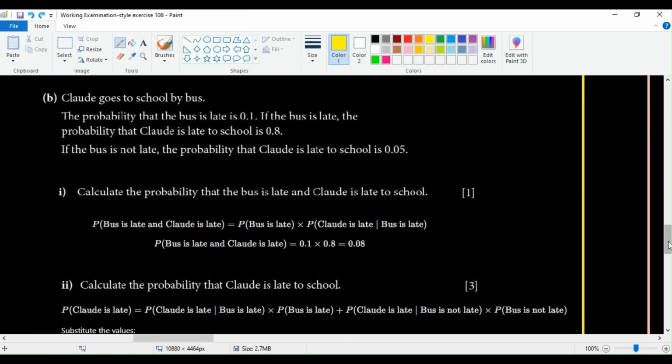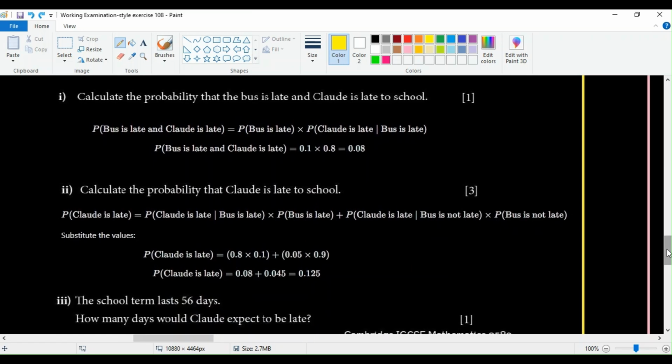Now we need to find the probability that the bus is late and Claude is late to school. That means bus is late multiplied by Claude is late given the bus is late. So it's going to be 0.1 times 0.8, to give you 0.08 as the answer for the first part of the question, to give you 1 mark.